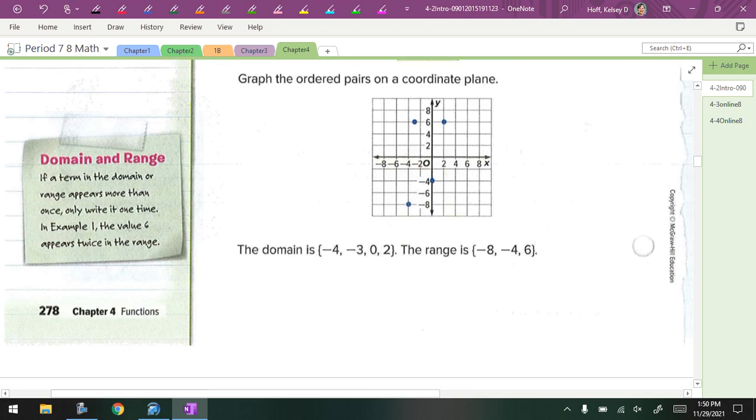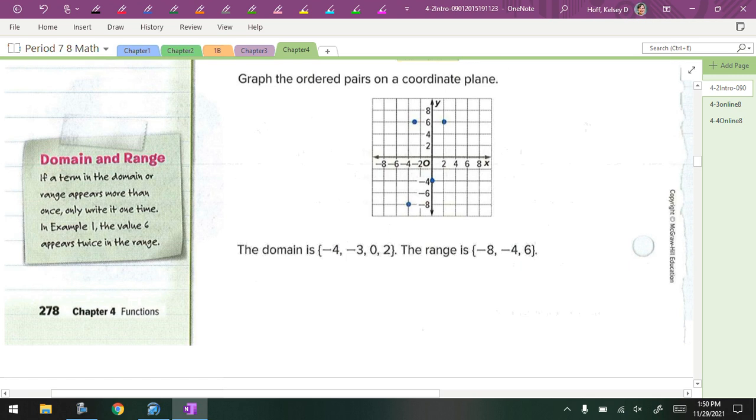Look at the bottom of your page. The domain is -4, -3, 0, and 2. The numbers you just circled are these numbers, yes? Now, they put them in order least to greatest, which is fine. Miss Hoff isn't requiring that. It's always kind of nice, but it's not required.